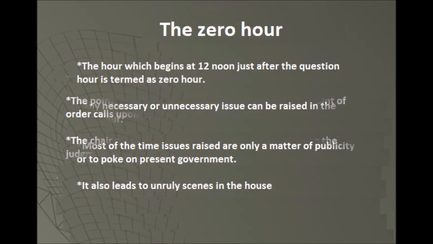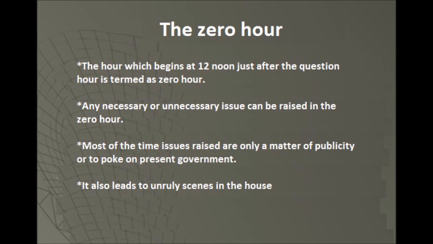Third one, zero hour. There is no mention of zero hour in the rules of parliamentary procedure, and the term was coined by the press in the early 1960s. The hour after the question hour in the two houses of parliament is known as zero hour.